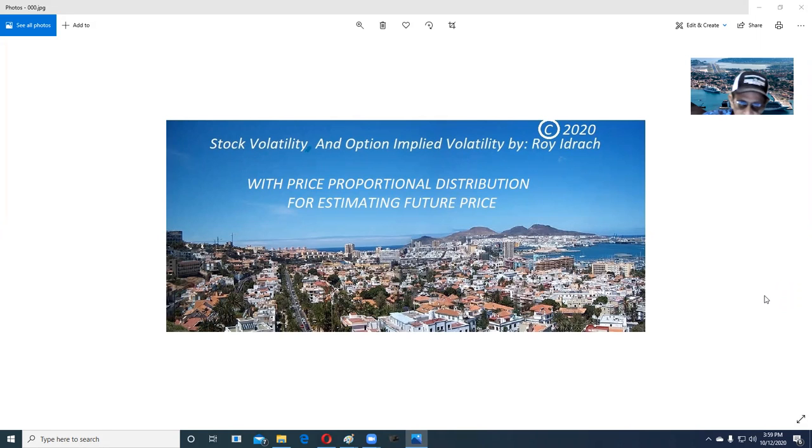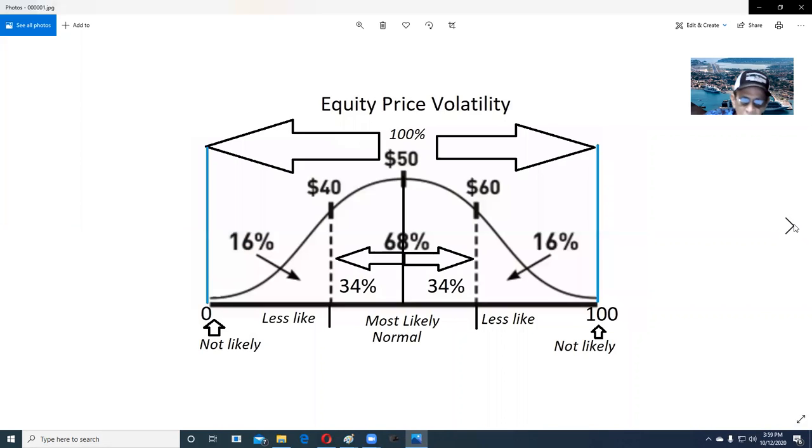So I wanted to ask you to put on your parachute, because this is going to be heavy. We're going to be discussing stock volatility and option implied volatility with the price proportional distribution for estimating the future price of the stock. This is very important, and you can project prices. We did a good one today with the S&P 500, and some of the guys made some good money, so everybody's happy.